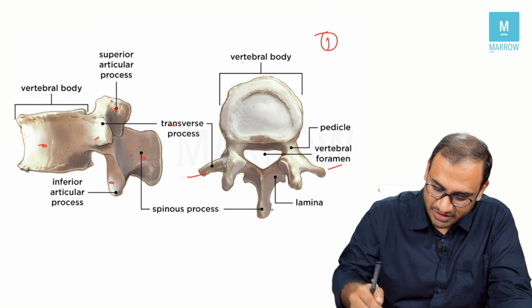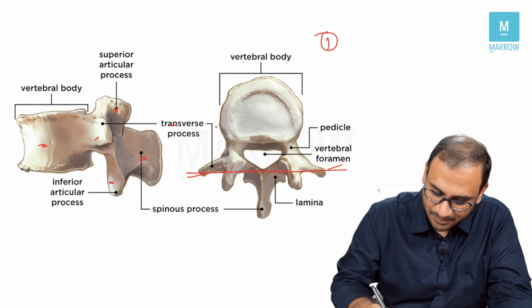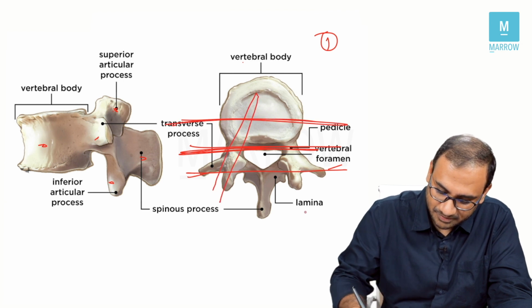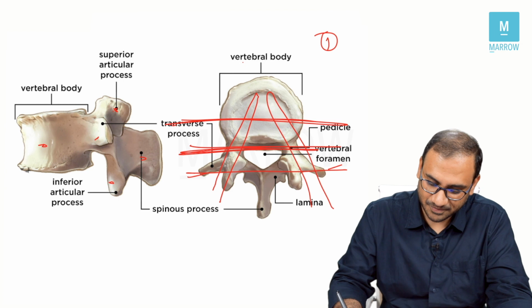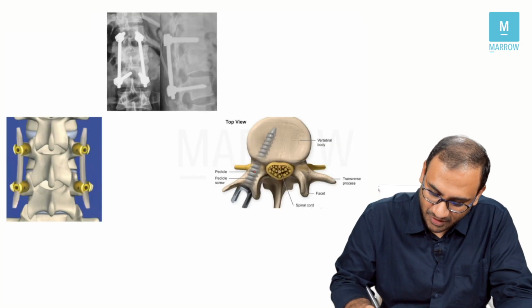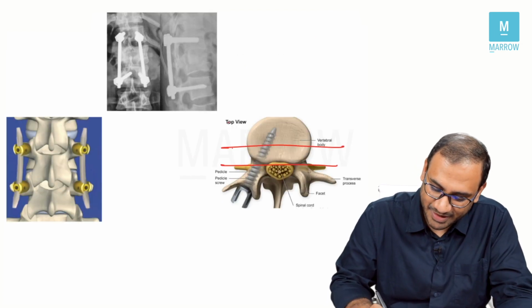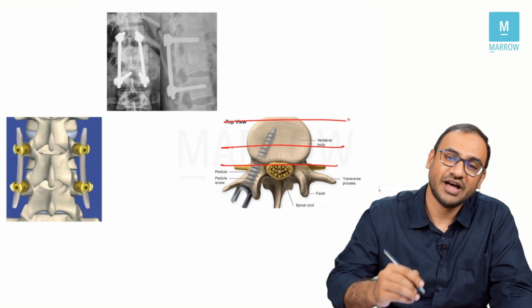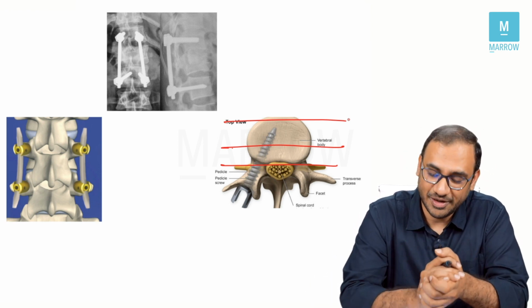Okay? It fuses the posterior, the middle, and the anterior column all together. Okay? So posterior column, middle column, and anterior column. Okay? Now you understood why we put screws in from the pedicle.